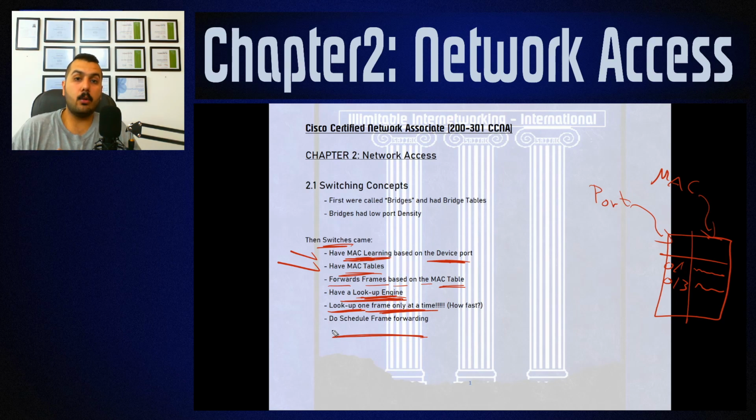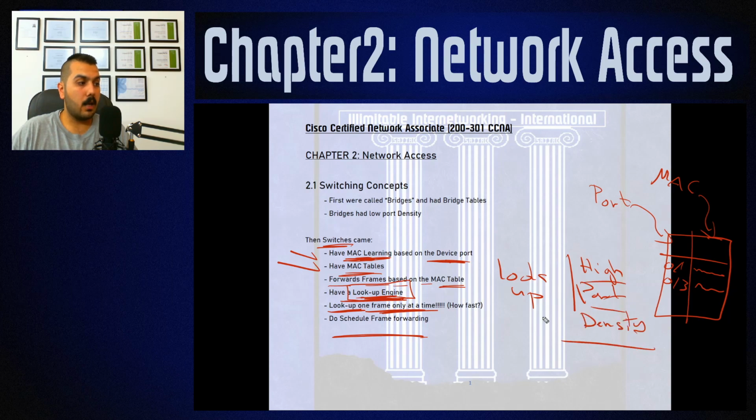Me as a switch, I do schedule the frame forwarding. Firstly let me deal with the frame of David, switch it. After that I will go to Alyssa, look up her frame, and switch it to John. So this is what switches do, and this is the main reason that switches were developed. Two main reasons: the lookup engine, and the high port density. These are the two biggest reasons that switches were developed from bridges.